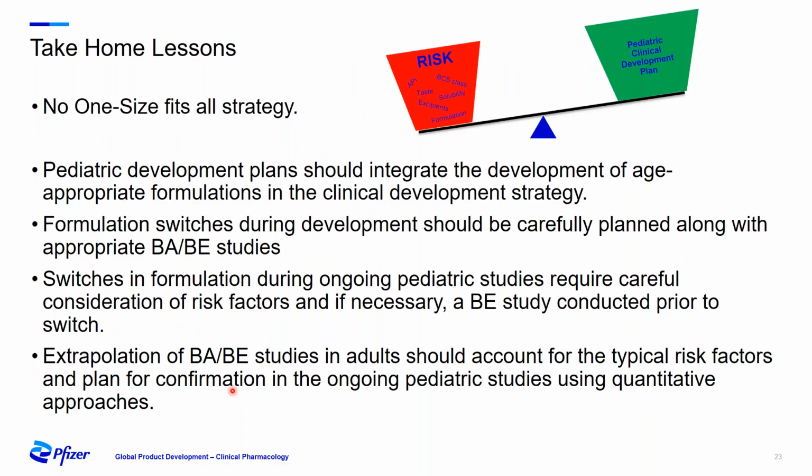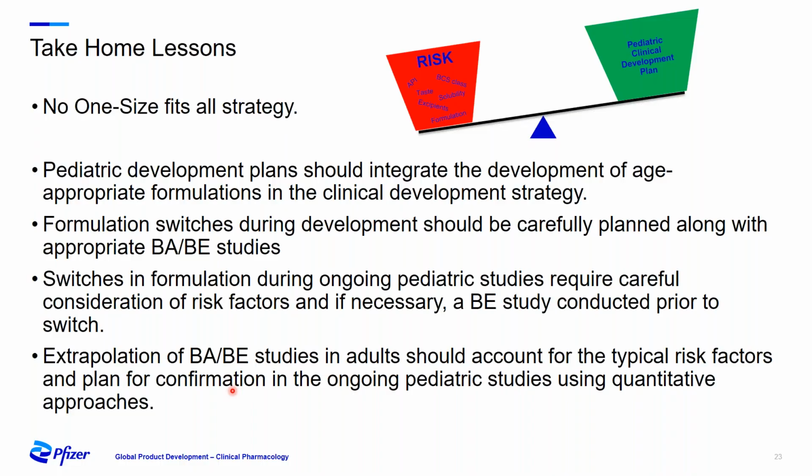So this is my final slide. There's no one strategy that fits all. What I mean by that is it all depends on what is the risk that we are anticipating, whether it is with respect to the API, the BCS class of the drug, whether it's with respect to requirement of taste masking, solubility, excipients, formulation. We have to make that assessment at the start, and we have to develop our pediatric clinical development plan appropriately so that the risk is balanced out in the assessments that we target in our pediatric clinical development plan.